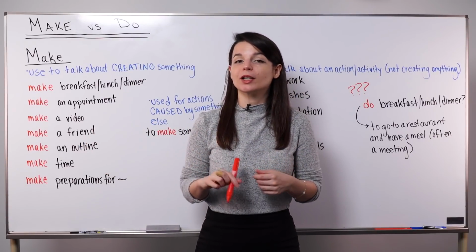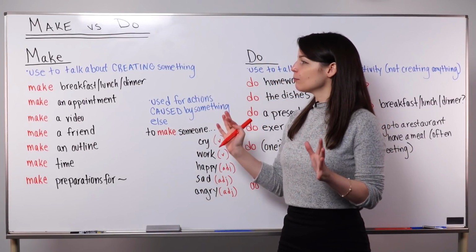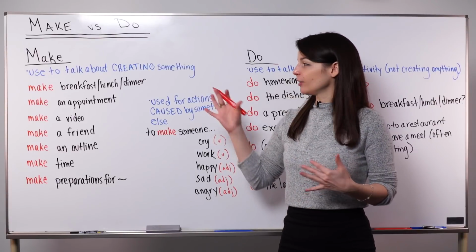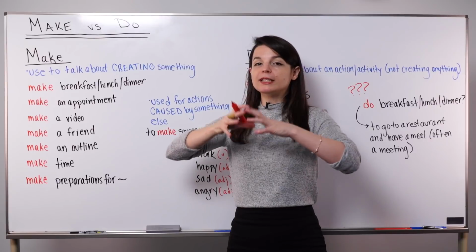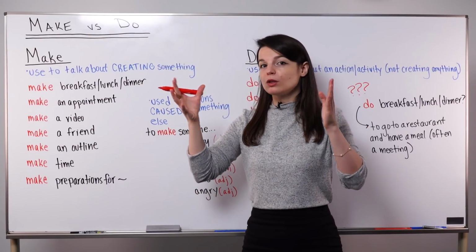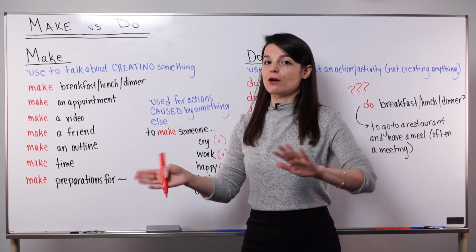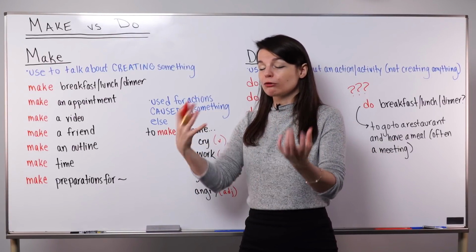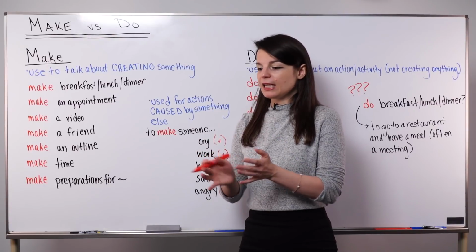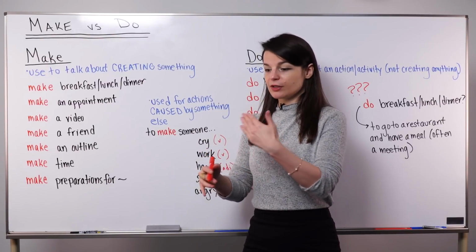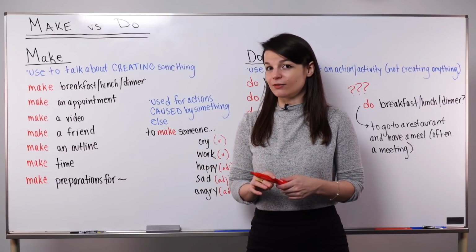So I want to start by looking at the verb make. Let's look over here. First, the most important point I think about this verb is that we use make to talk about creating something. So when we use make, it's to talk about something that was not there before. So we are like creating something new. So when we use the verb make, it's not just an action, but there's something new happening. There's some kind of creation-related activity happening.